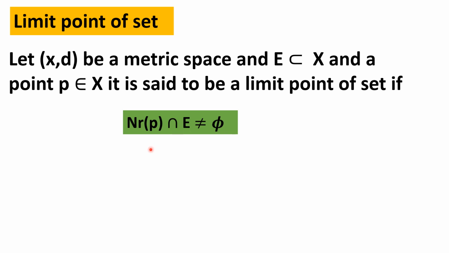Here what are we saying: the intersection should not be equal to phi, which is nothing but in the neighborhood, rather than P, there are some elements from E also. Okay, clear? Now we will see it in a diagrammatic form so you can easily understand it.